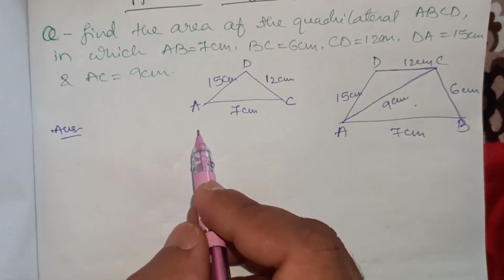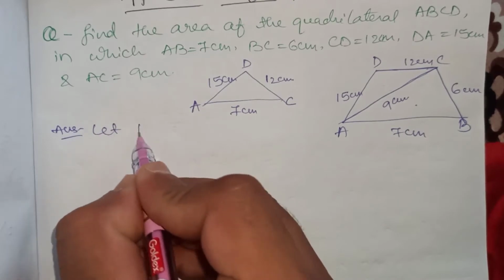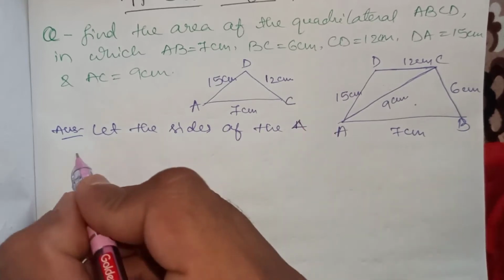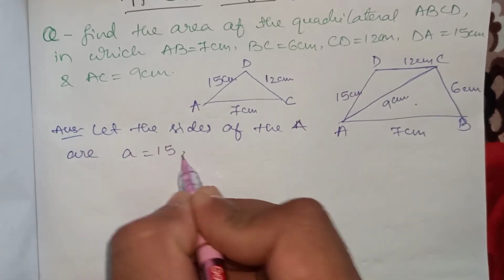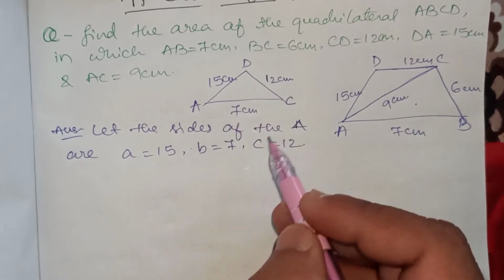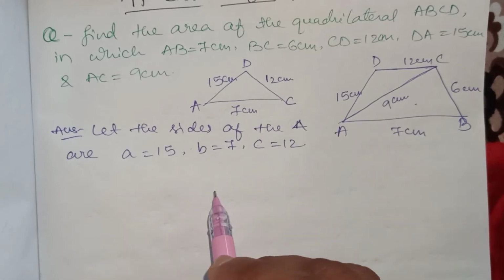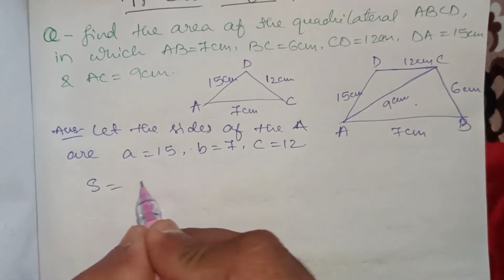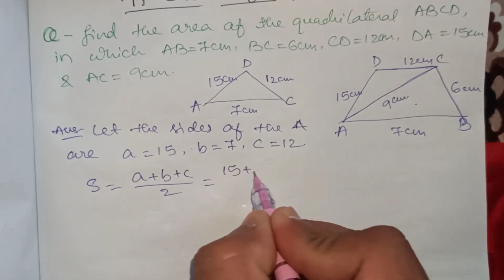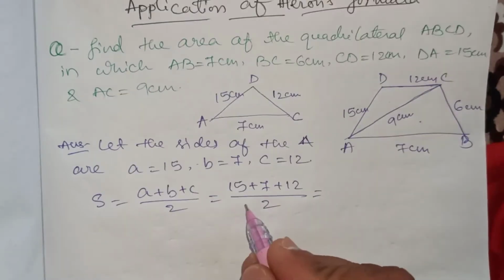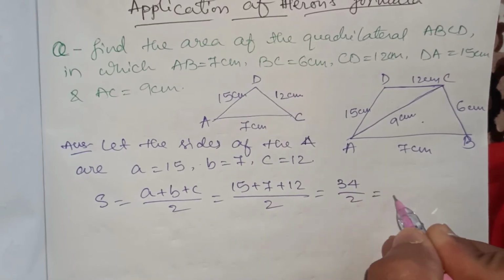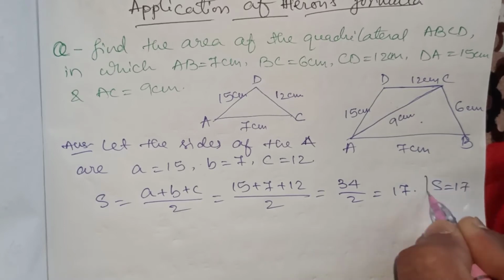So as I taught you, to use Heron's formula, let the sides of the triangle be A equals 15, B equals 7 and C equals 12 centimeter. All three sides have been represented by A, B, C. First of all we find S, which equals A plus B plus C by 2. That is 15 plus 7 plus 12 by 2. 15 plus 7 is 22, 22 plus 12 is 34, by 2. When we cancel it, we get 17. So the value of S is 17.